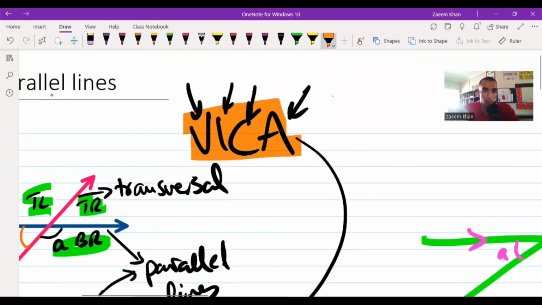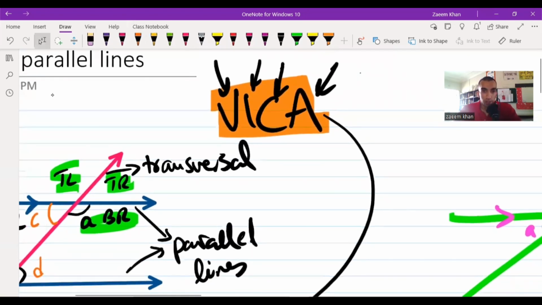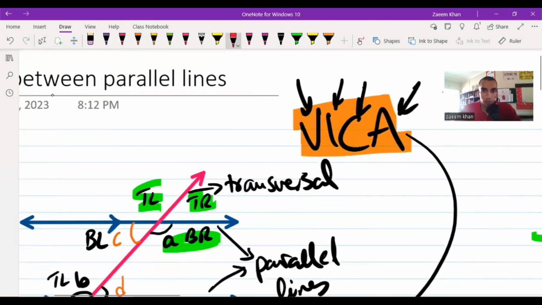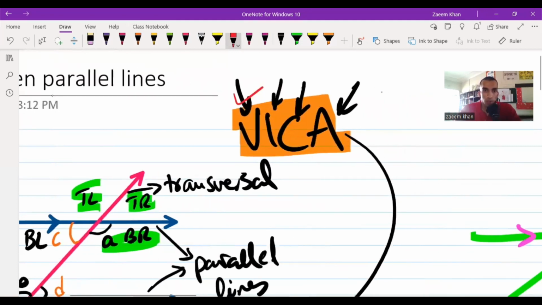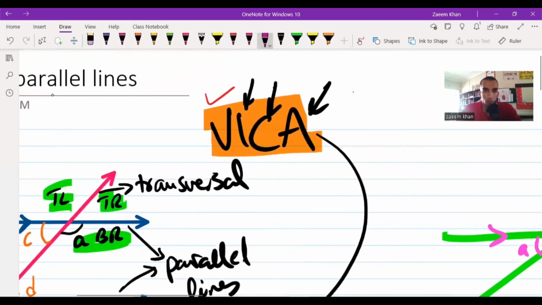V stands for vertically opposite. I stands for interior. C, corresponding. A, alternate. Vertically opposite, we're done with. In fact, you can remove V from here, but then the mnemonic would lose its sound. I cannot call it ICA. So let's let it be there. V technically does not fall under parallel lines. It falls under two intersecting lines. So that we're done with.